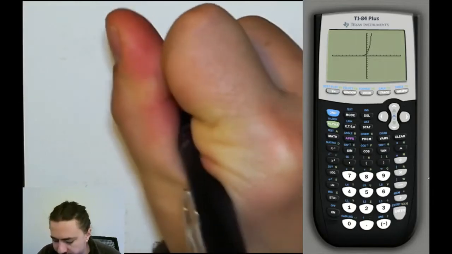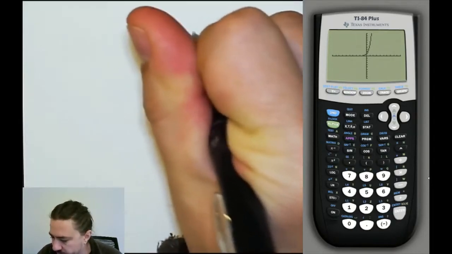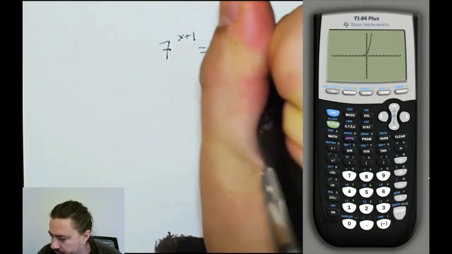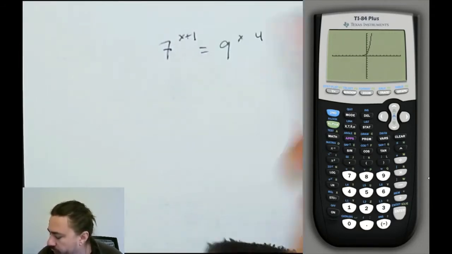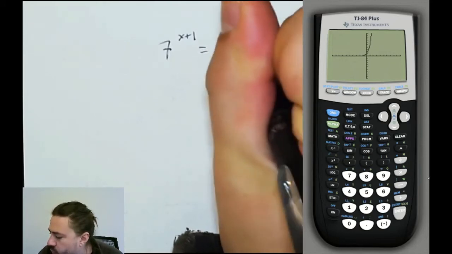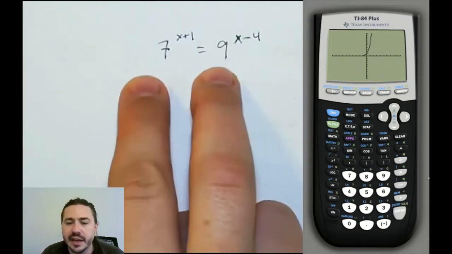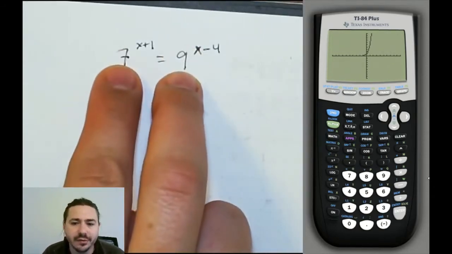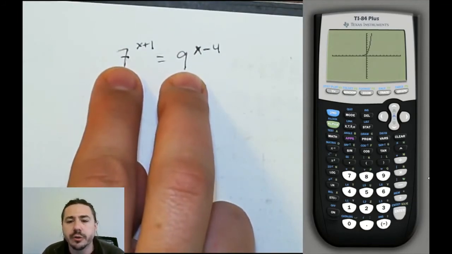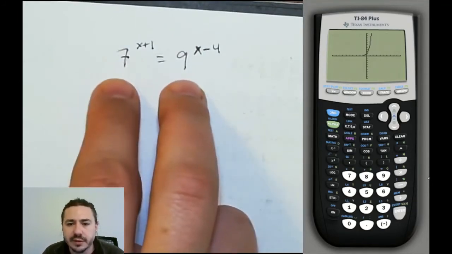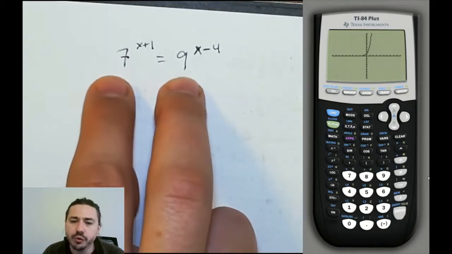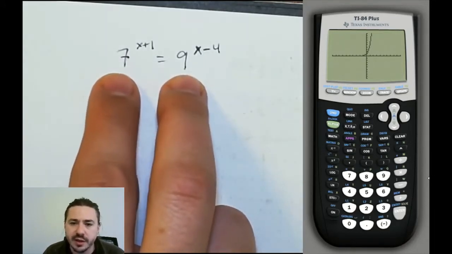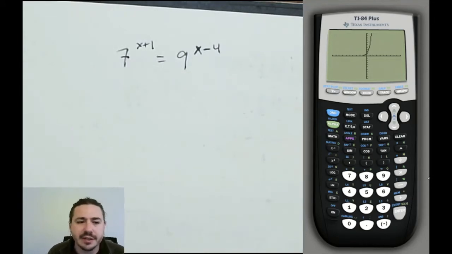So if I have 7 to the x plus 1 equals 9 to the x plus 4, or I'm sorry, let's do x minus 4. I think it might work out a little nicer. The problem becomes, how do I actually solve for x here? Because I can't just cross out the bases, they're not the same. There are a few ways you can approach this, but I like to keep things consistent. I don't want you to have to think more than you have to.